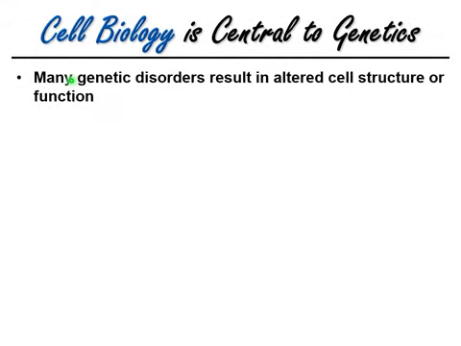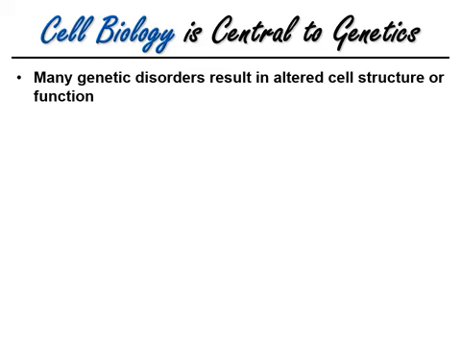So let's start with the idea that many genetic disorders are going to result in some sort of altered cell structure or cellular function. As I was saying a moment ago, any alteration to the genetic material or the genome is going to manifest itself usually at the cellular level. And so that's what this says. It says that the genetic disorders are going to result in altered cell structure or cell function.